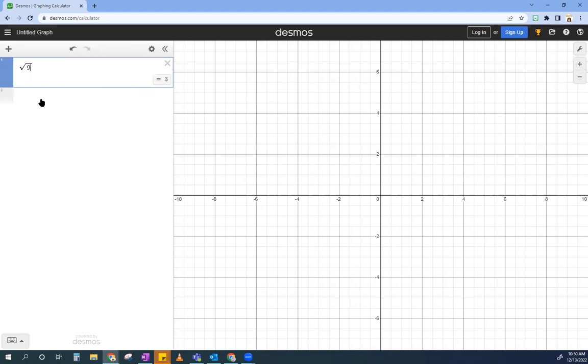Second reason is because see how I didn't take the square root of 9, that was the problem. The problem was the square root of 9. We call that the principal root. The principal root will always be positive.